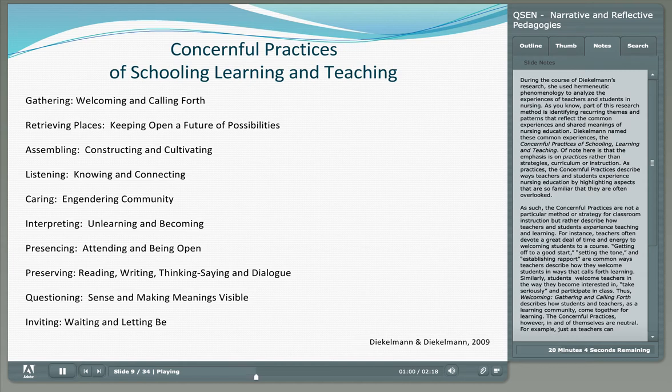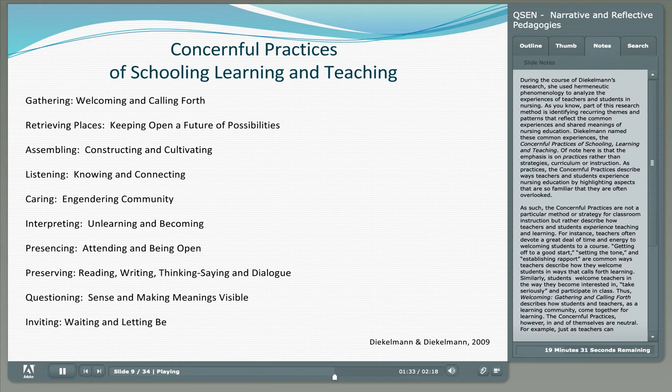For instance, teachers often devote a great deal of time and energy to welcoming students into a course. Getting off to a good start, setting the tone, establishing rapport are common ways teachers describe how they welcome students in a way that calls forth learning. Similarly, students welcome teachers in the way they become interested in, take seriously, or participate in class. Thus, welcoming, gathering, and calling forth describes how teachers and students as a learning community come together for learning.